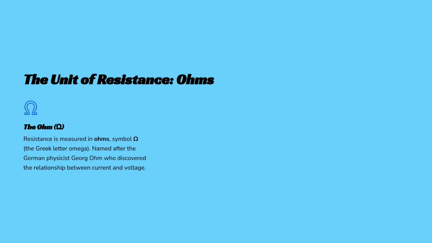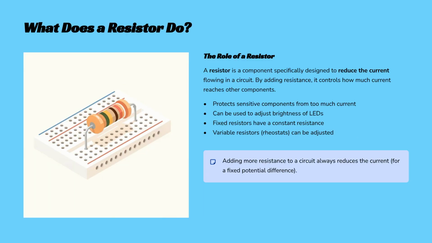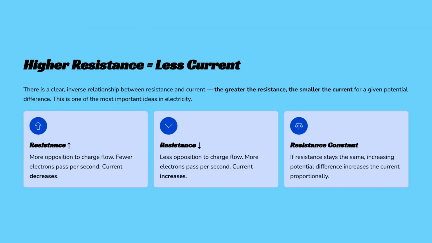Named after Georg Ohm, it's important to remember that resistance isn't always fixed. It can increase as certain components like filament lamps get hotter. A resistor is designed specifically to reduce current flow in a circuit. They protect sensitive components, adjust LED brightness, and come in both fixed and variable types, known as rheostats. Remember the inverse relationship. Higher resistance means less current, while lower resistance means more current. If resistance remains constant, increasing the potential difference will proportionally increase the current.